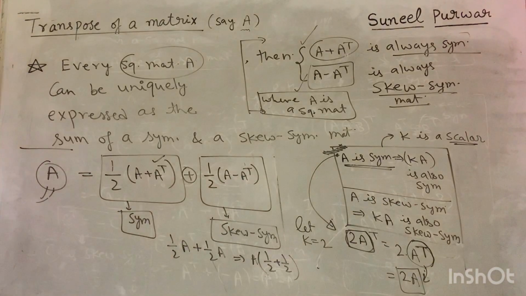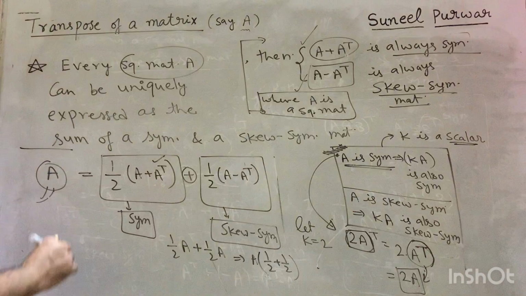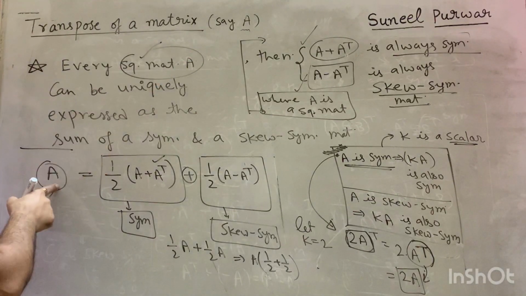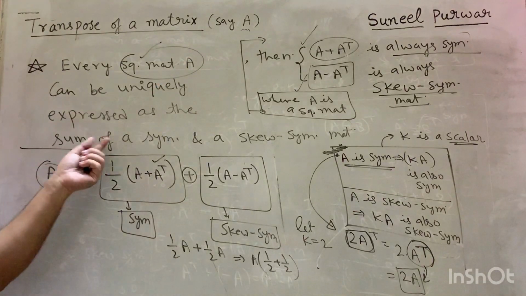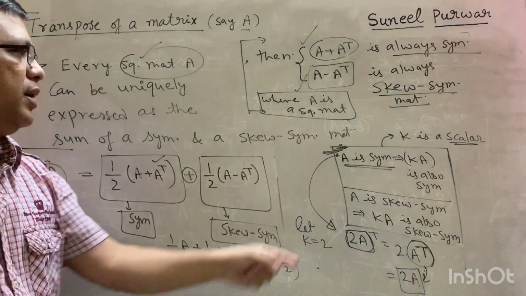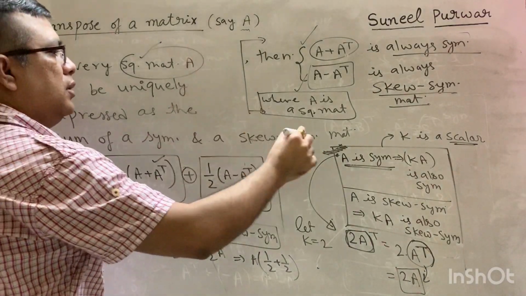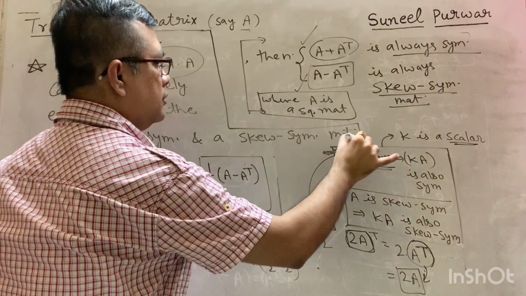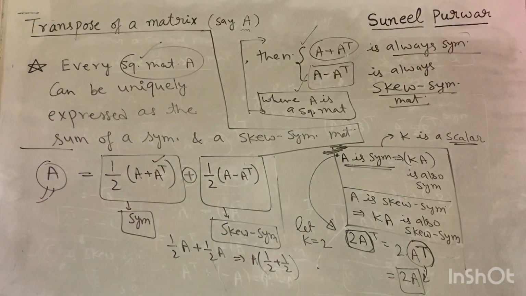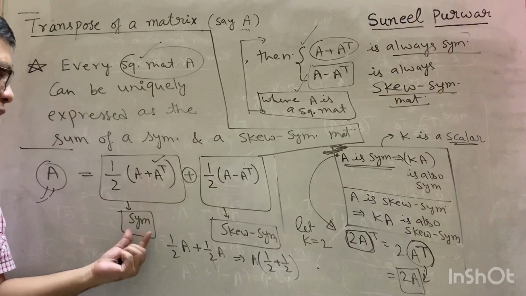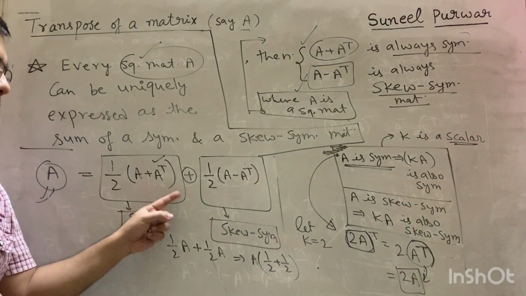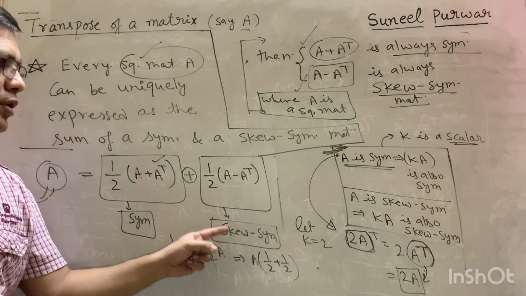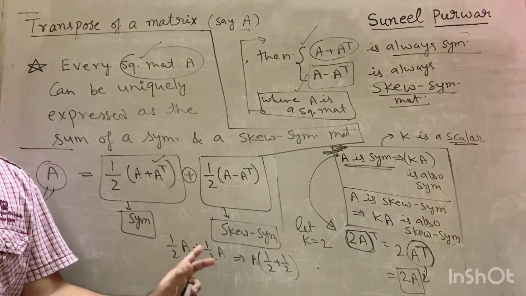Alright, so whenever you want to express any square matrix A as the sum of a symmetric and a skew symmetric matrix, then the symmetric part value is half of A plus A transpose, and the skew symmetric part value is half of A minus A transpose.